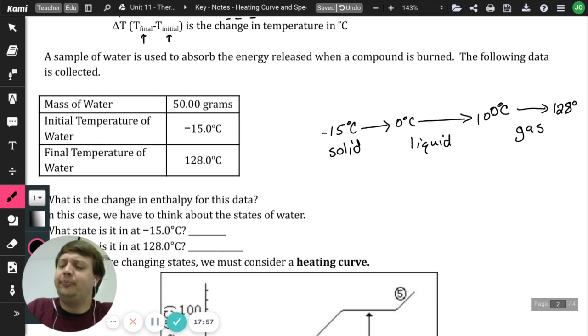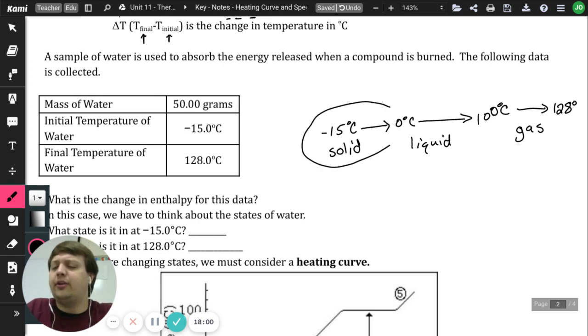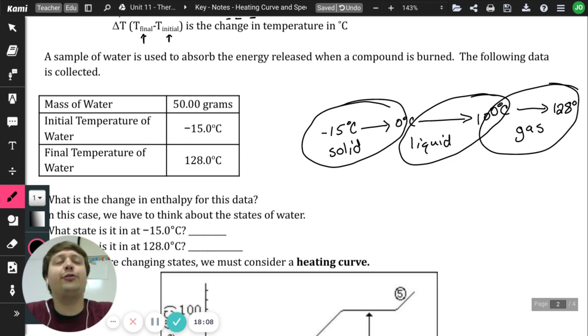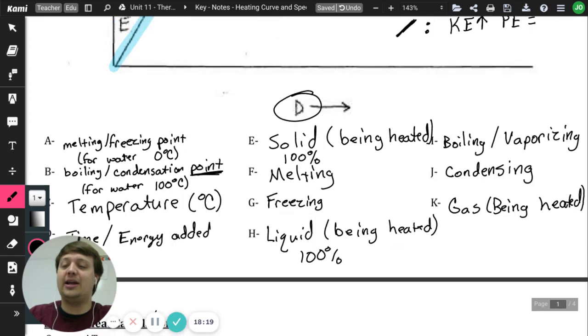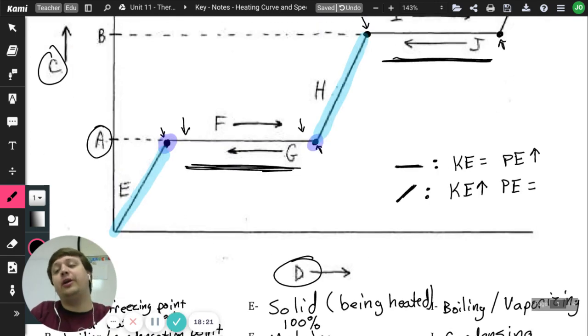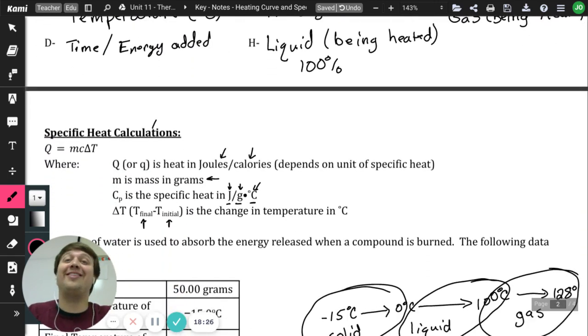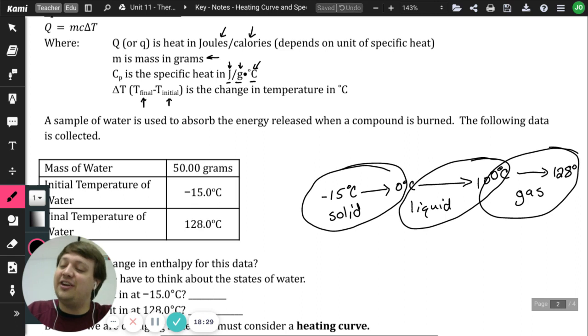So looking at this, I've got a state of matter where the specific heat here is different than the specific heat here. And so we have to solve multiple times. We're going to have to solve for the specific heat. On top of that, looking back at our heating curve, we know that during a phase change, energy is still being added. And so we also have to account for that energy. So there is an additional formula that's going to work in between those different states of matter.